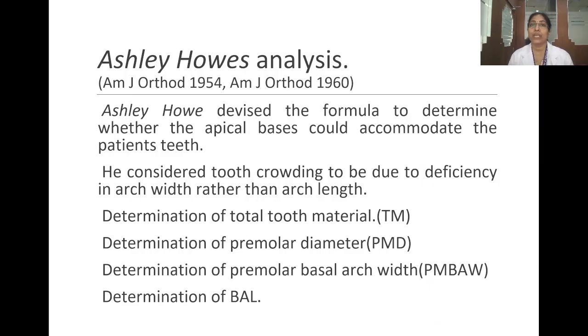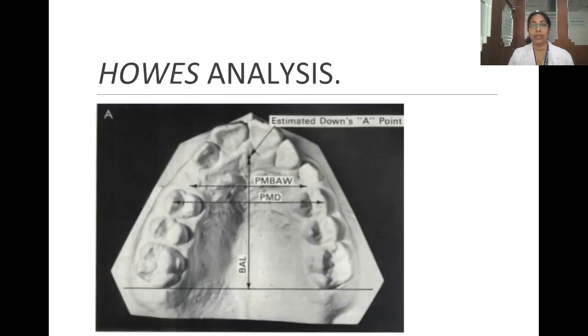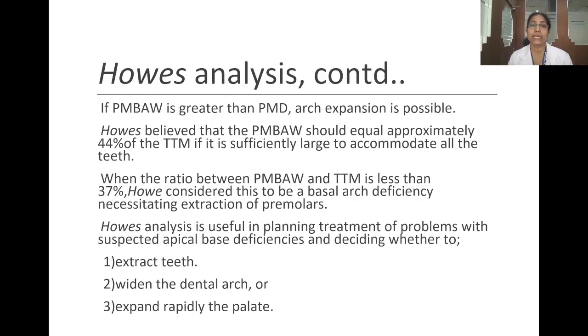Ashley-Hope devised a formula to determine whether the apical base could accommodate the patient's teeth. He considered tooth crowding to be a deficiency in the arch width rather than the arch length. In this, we have to determine the total tooth material, the premolar diameter, the premolar basal arch width, and also the basal arch width. If the premolar basal arch width is greater than the premolar diameter, then arch expansion is possible. And Howes believes that if the PMBAW is approximately 44% of the total tooth material, it is sufficiently large to accommodate all the teeth.